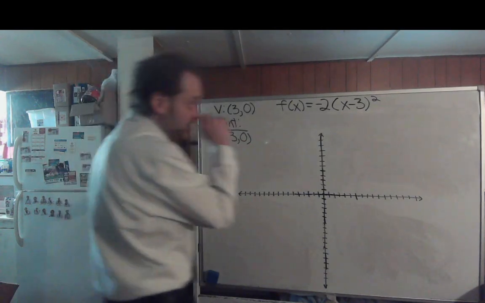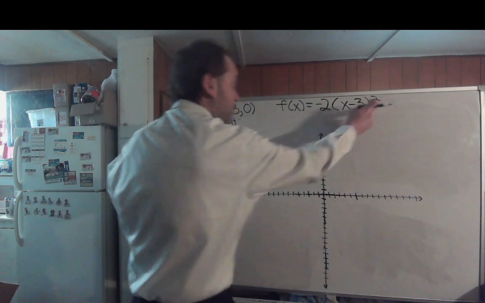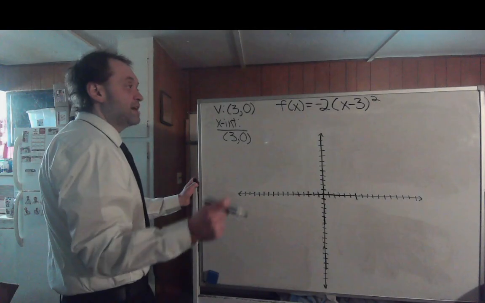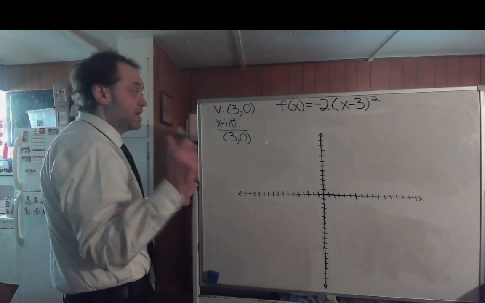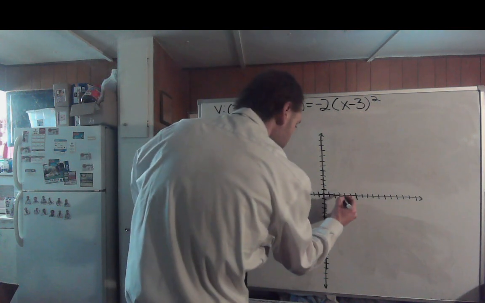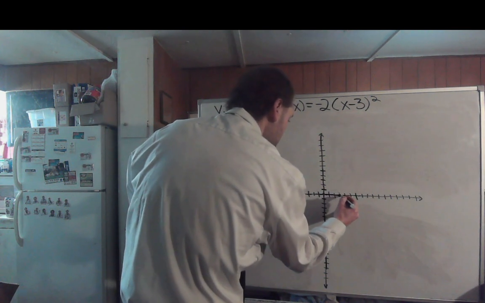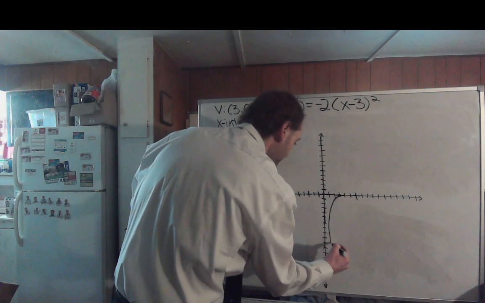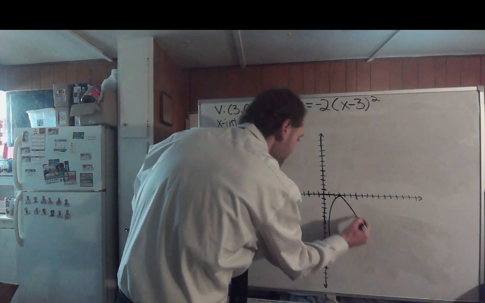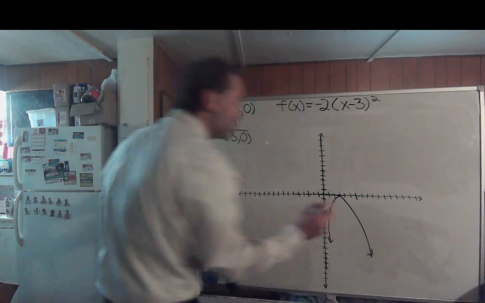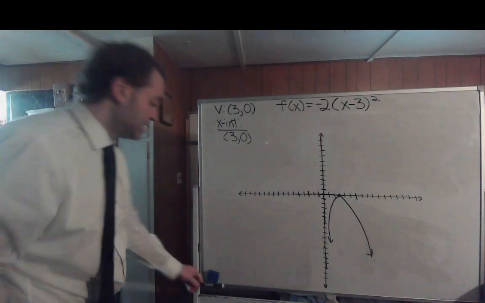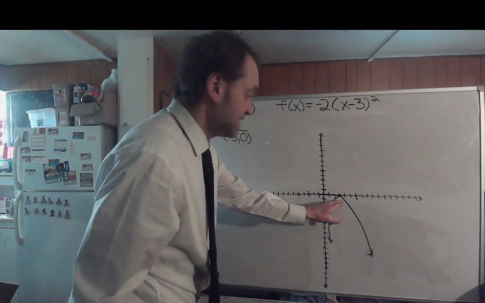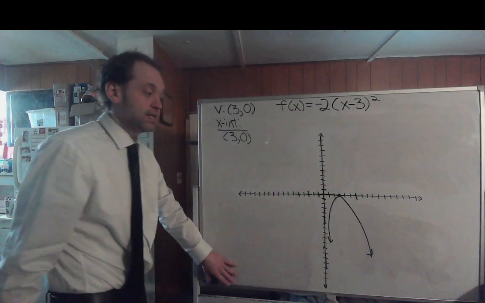And that x minus 3 is raised to an even power, raised to the second, so the graph is going to touch there but not cross at 3, 0. So here's your 3, 0, and since you have a negative coefficient, it's going to open downward. So it's going to look something like that. Notice it touches the x-axis but doesn't cross through it.